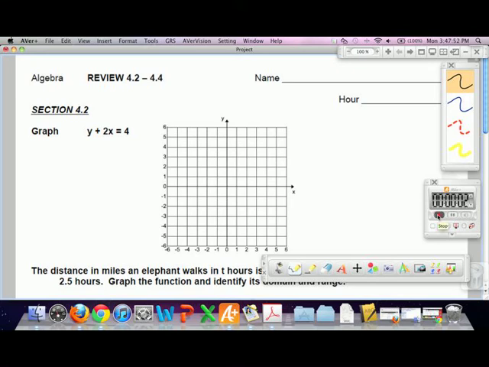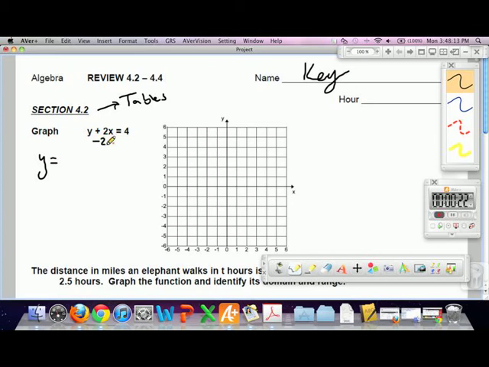Answer key to the algebra 4.2 through 4.4 review. Graphing equations from section 4.2. We graphed using tables here. So first we rewrote this equation in y equals form. Do so here to get y by itself.